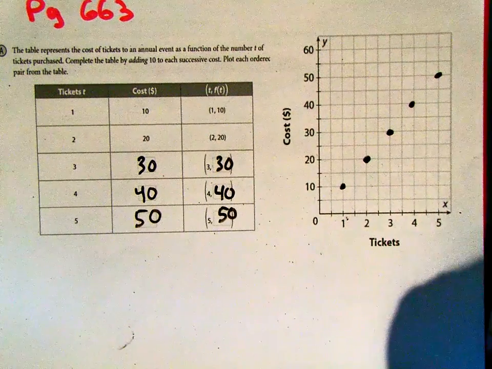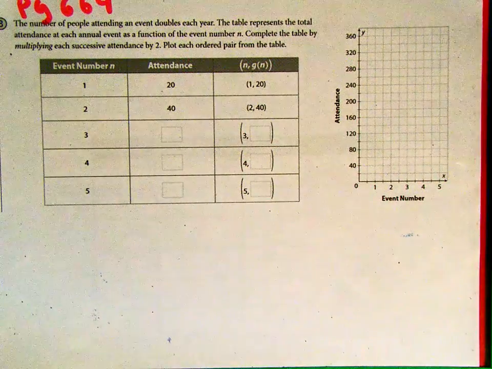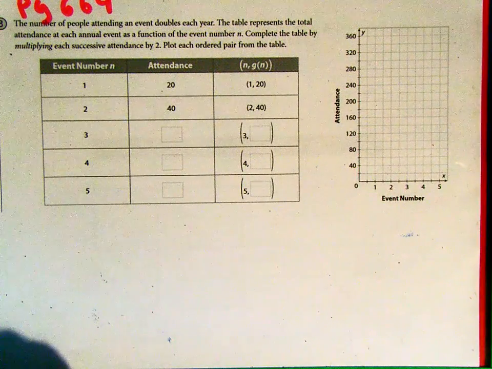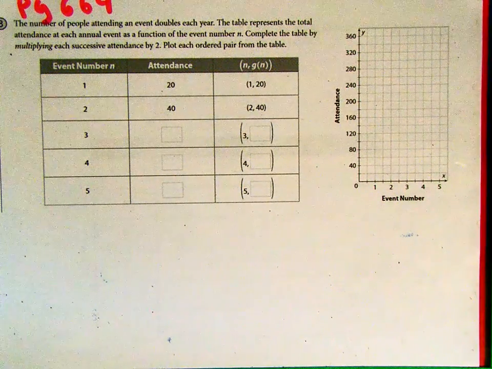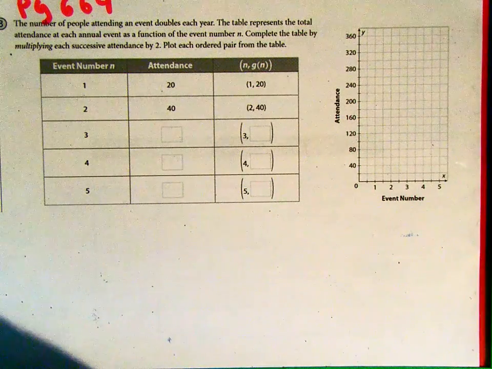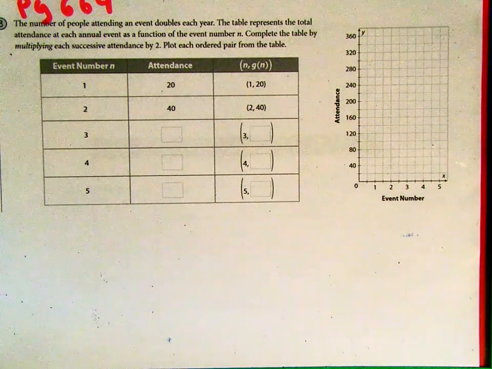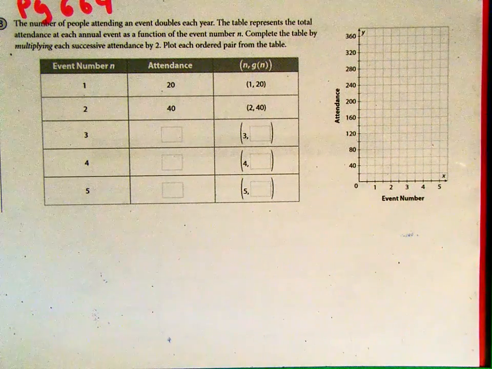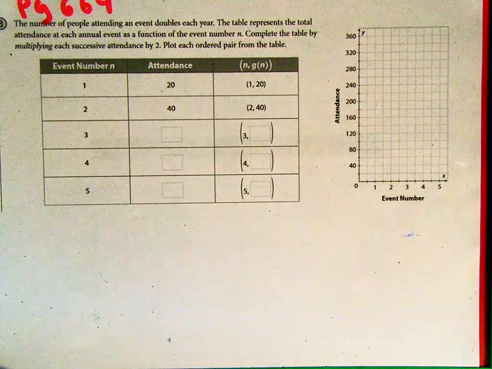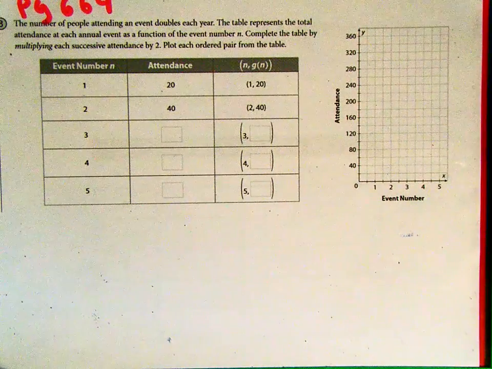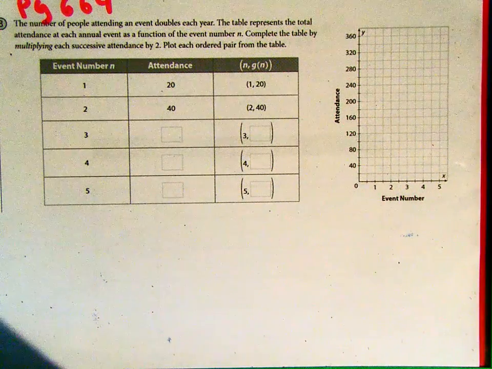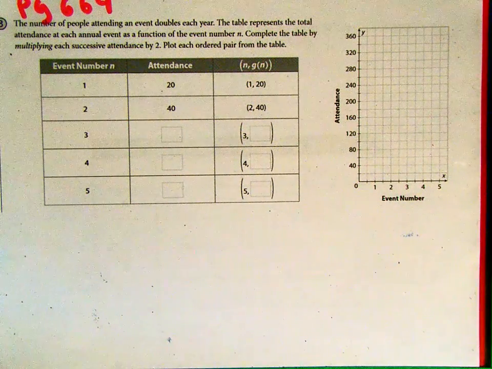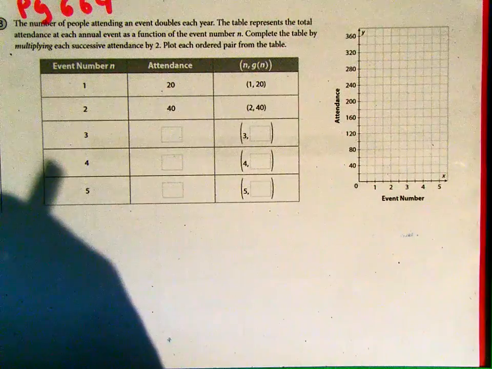Okay, so now I'm going to show you an exponential. Okay, so in this exponential, it says the number of people attending an event doubles each year. So before we were adding 10, this time it doubles. The table represents the total attendance at each annual event as a function of the event N. Complete the table by multiplying each successive attendance by 2 and plot each ordered pair on the table. So what we're going to do is just multiply by 2 on each one.